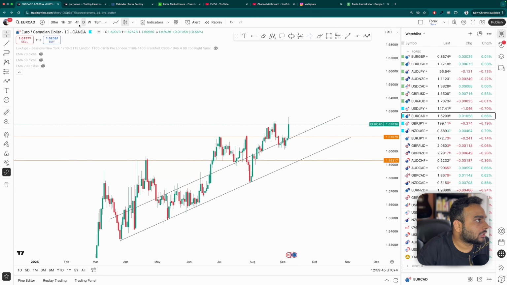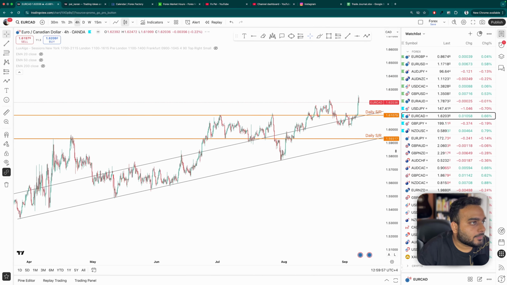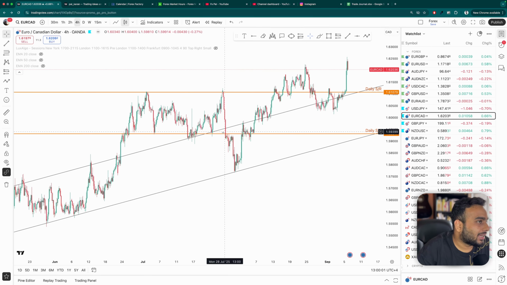But let's look at smaller time frames as well. Before that, I'll just mark these daily lines. Okay. So on the 4 hour we see really nice price action around these levels. You see it's hitting top, it's hitting bottom. It's a good support and resistance level.